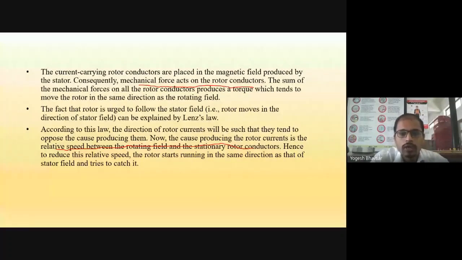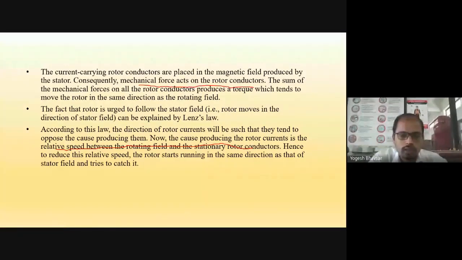So according to Lenz's law, the current will set up in the rotor conductor, and that current will oppose the cause, and the cause is nothing but the relative speed between rotating field and stationary rotor conductor. So to oppose this cause, the rotor will move in the same direction as that of the rotating field. तर त्या कॉजला अपोज करायचं म्हणजे काय, तो जो रिलेटिव्ह स्पीड आहे त्या रिलेटिव्ह स्पीडला कमी करायचं, राईट? त्या रिलेटिव्ह स्पीडला कमी करायचं म्हणजे काय, त्या कमी करण्यासाठी काय मग रिझल्टंट रोटर will move in the same direction as that of the rotating magnetic field.